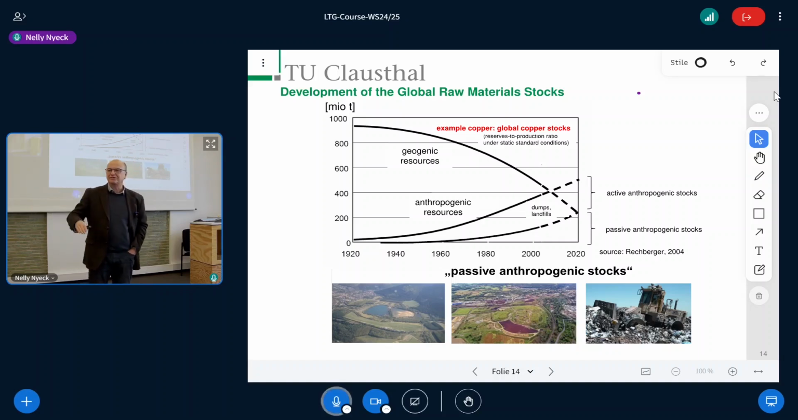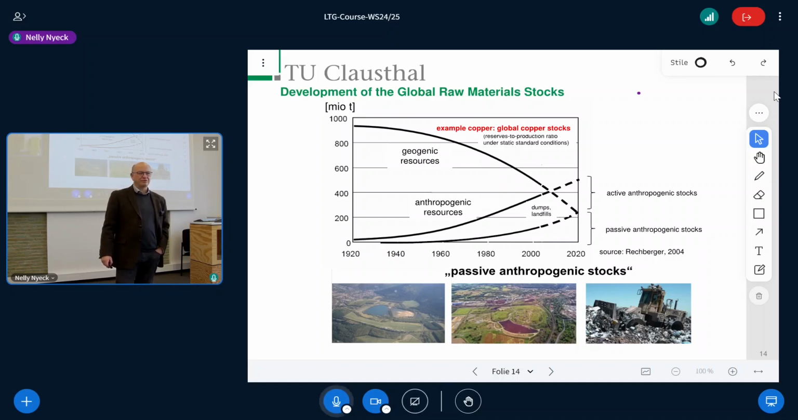conditions. For example, if you want to mine copper, the content of copper in the ore should be at least 0.4%, and you shouldn't go down in an open pit below 1,000 meters. That was the normal standard. Meanwhile, we are at 0.3% copper and below 1,000 meters because you run out of this material. Anyway, we see the amount is going down, and on the other hand, you can see the anthropogenic resources are rising. And what do we understand under anthropogenic resources?